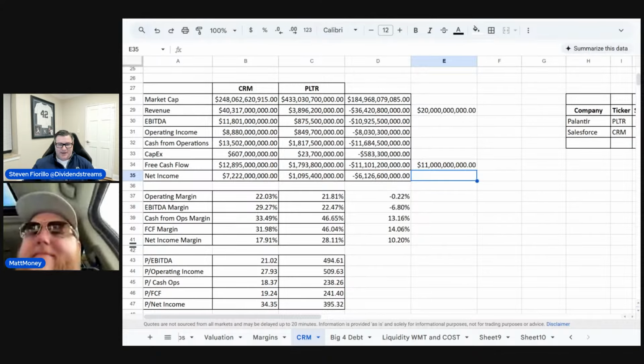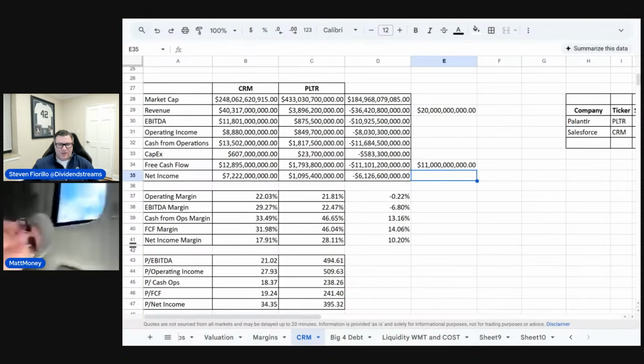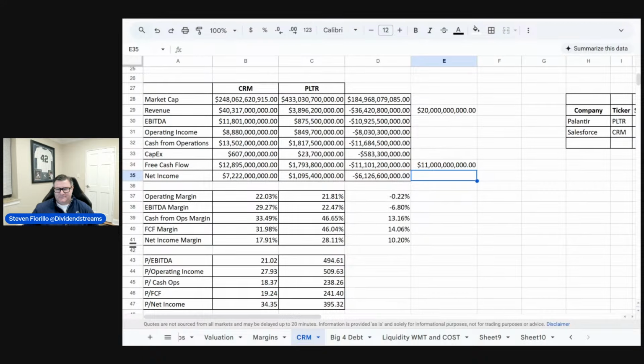Let's try this again. Not any better. You sound like RoboCop. Yeah, I don't know. Matty Money from the road is not as good as Matty Money from his office. So we'll see what happens.